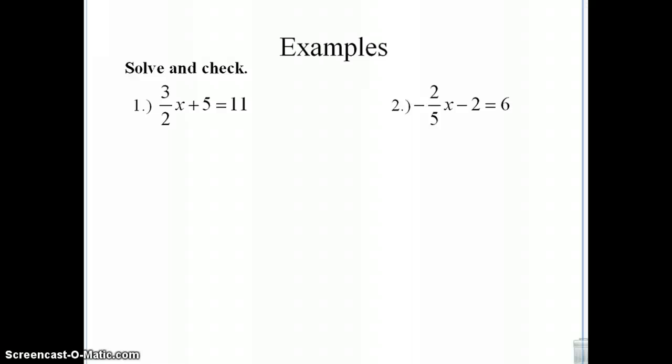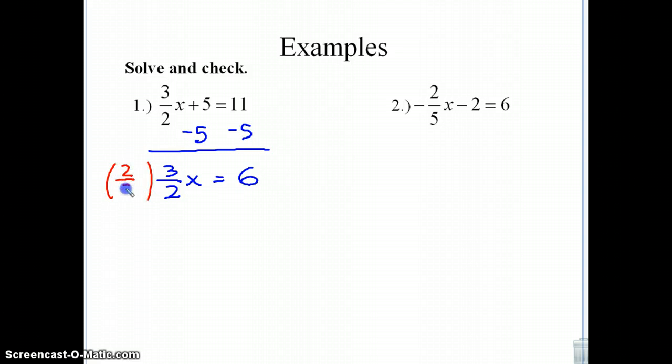Number 1, when I look at this, I have the fraction 3/2x plus 5 equals 11. I will first subtract 5 from both sides, leaving me with 3/2x, which is equal to 6. I want to eliminate the fraction, so I'm going to multiply by the reciprocal of 2/3. On the right-hand side, I'm going to make 6 into a fraction to help us. On the left, I'm going to cancel the 2's. I'm going to cancel the 3's, leaving me with x equals.